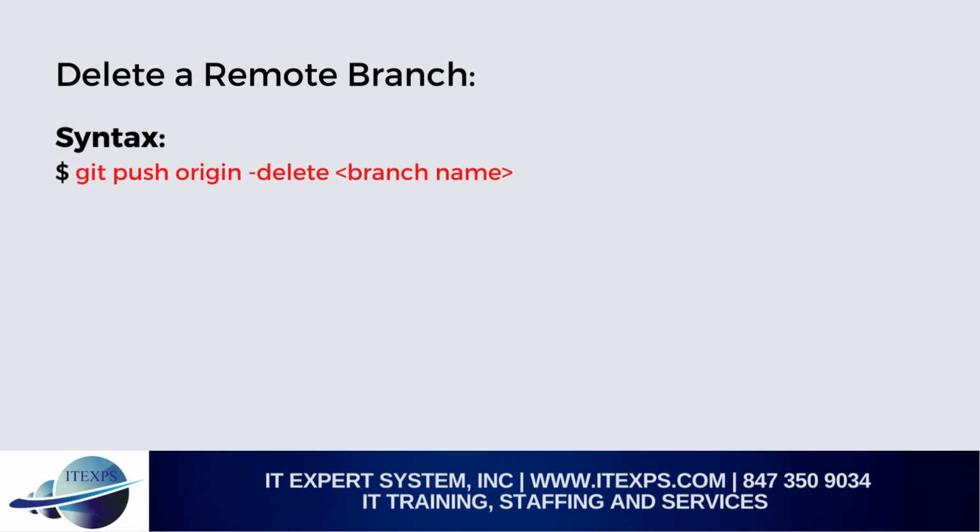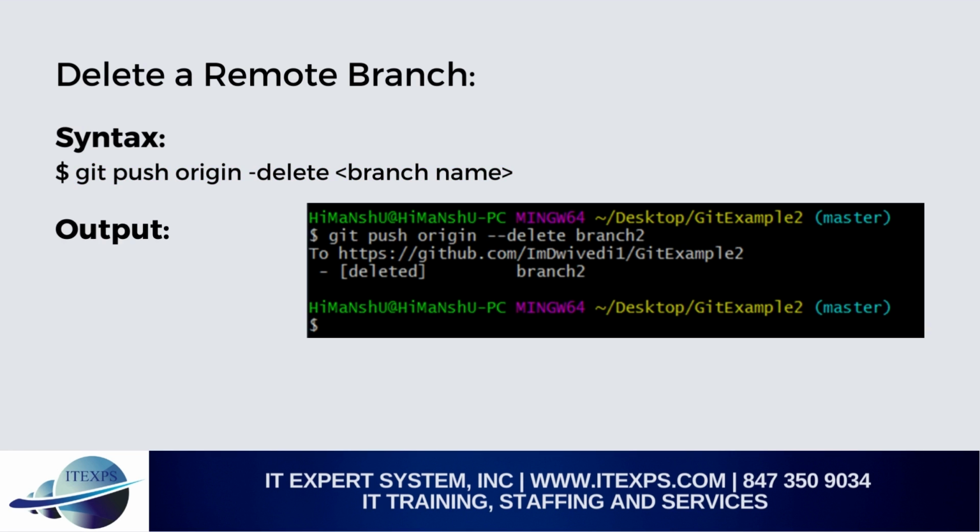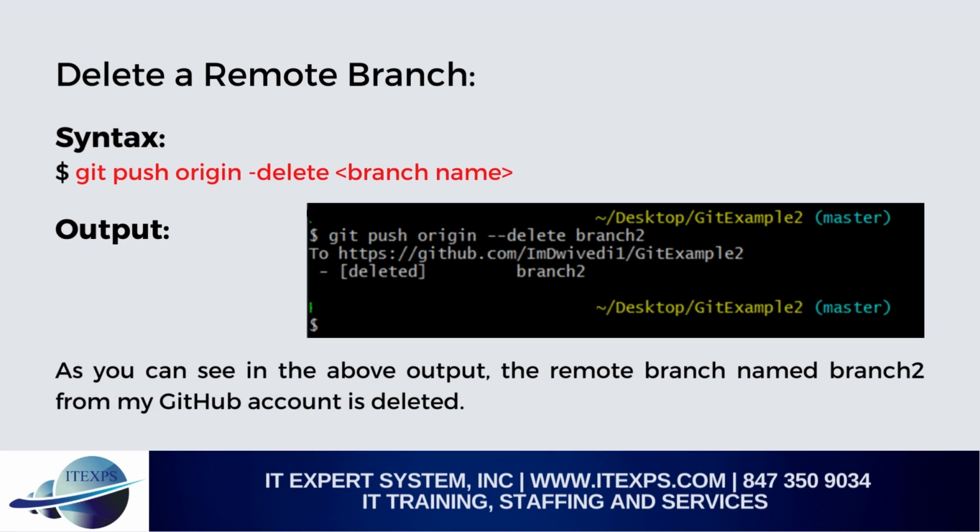Delete a remote branch. You can delete a remote branch from the Git desktop application. The below command is used to delete a remote branch. The command is as per shown in the syntax. Output. As you can see in the above output, the remote branch named branch2 from my GitHub account is deleted.